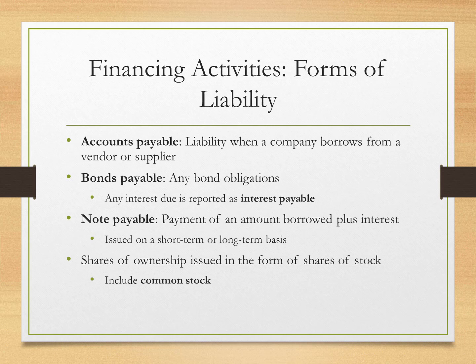The final category that we want to talk about is not a liability, but represents ownership. Shares of ownership issued in the form of common stock represents the opportunity for an investor to own a certain portion of a business. We talk about this as being common stock. Another term that we might want to use is contributed capital.